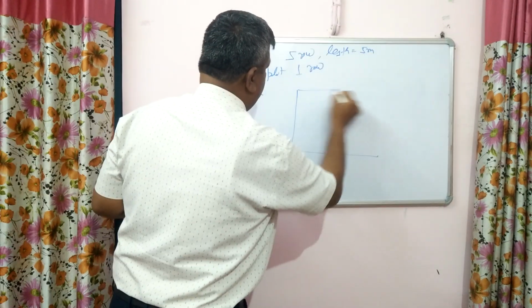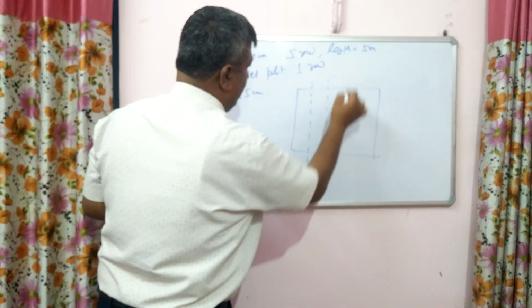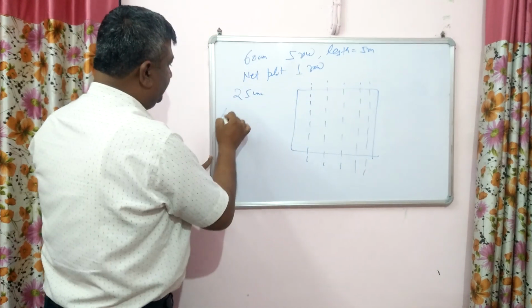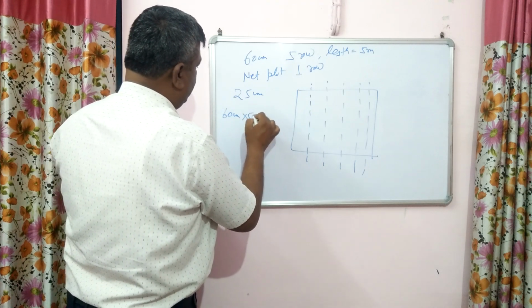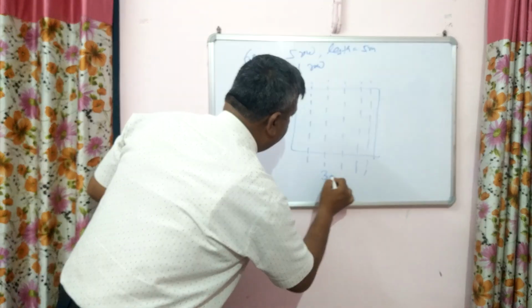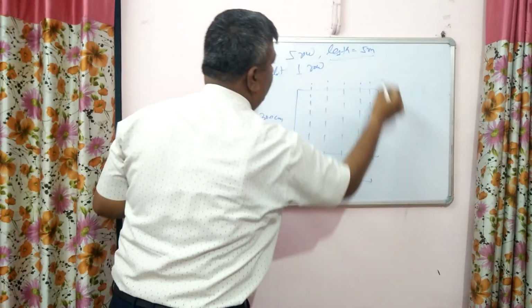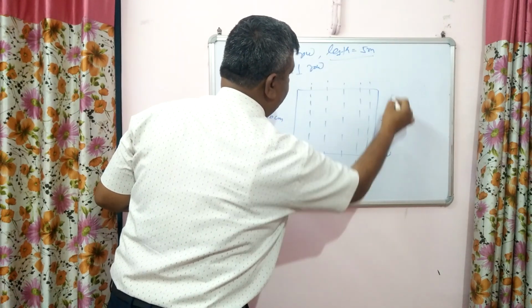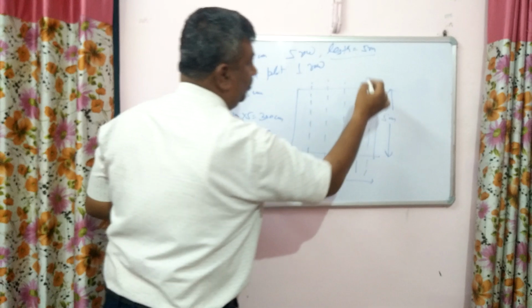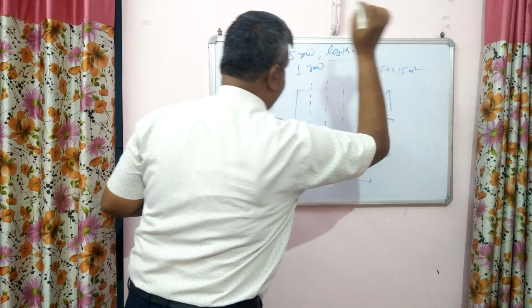Okay, so this is the plot, rough sketch. We will make a rough sketch. 5 rows at 60 centimeter, 60 centimeter into 5 rows, it means 300 centimeter, that is 3 meter. So this is the 3 meter. This is the width. Now length is given 5 meter. Now the gross plot area is 3 into 5. Simple, 3 into 5, that is 15 square meter.